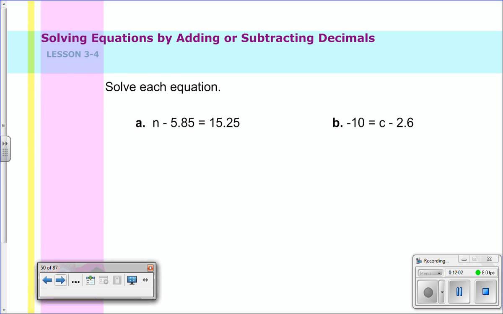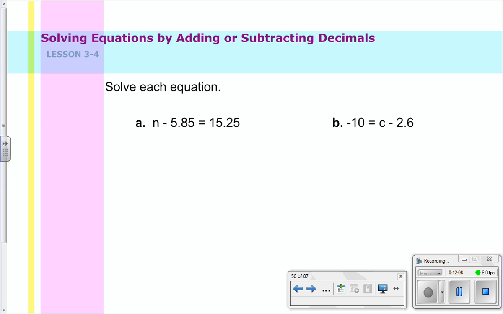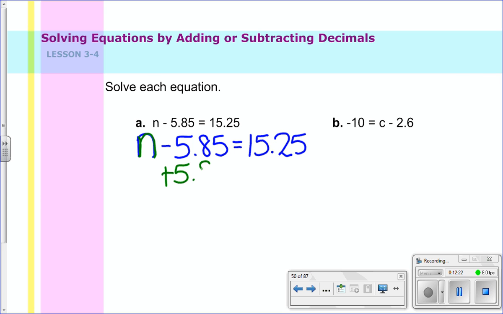All right, and again, we're going to do A together, and then I'm going to leave you to do B, because this can get a little tricky. We have n minus 5 85/100 is the same as 15 25/100. So again, you find your variable, which is n. On the same side, I have minus 5 85/100, so I'm going to add it to get rid of it.